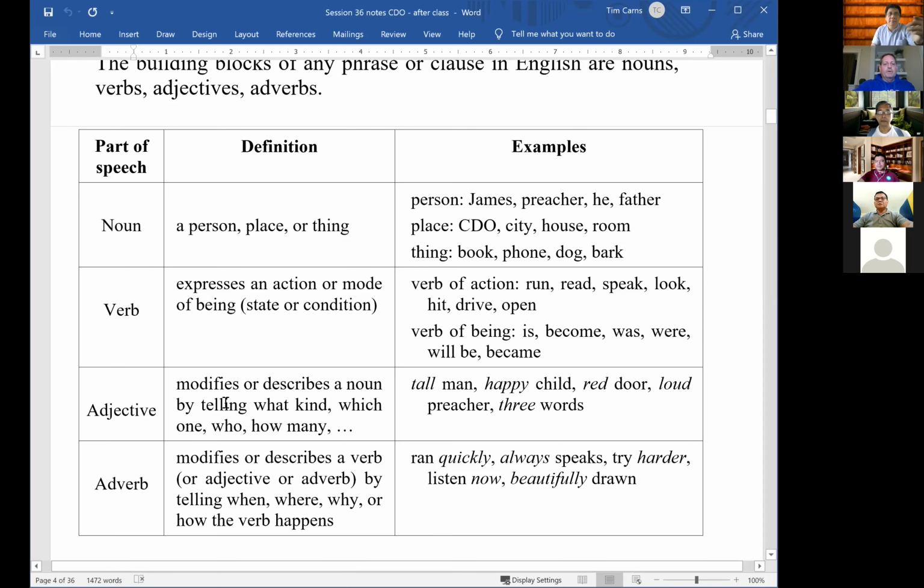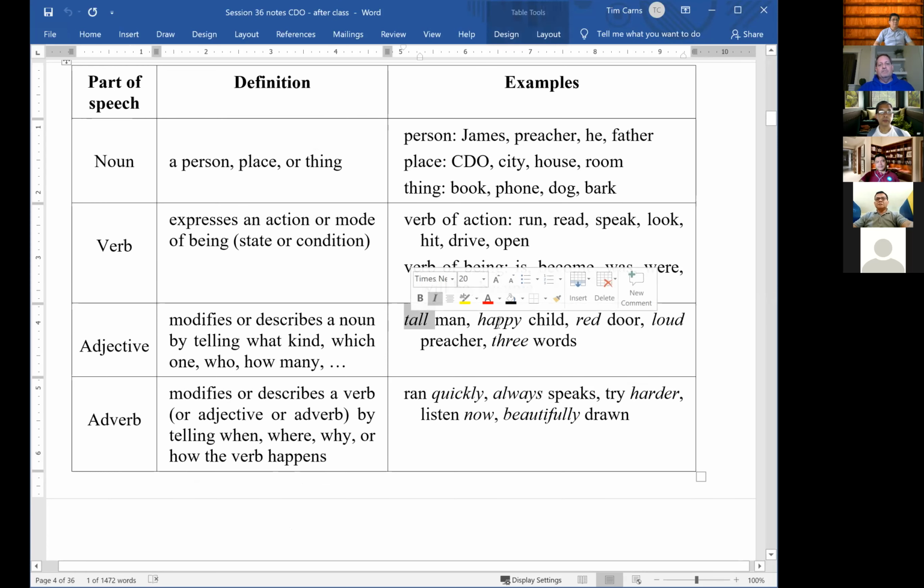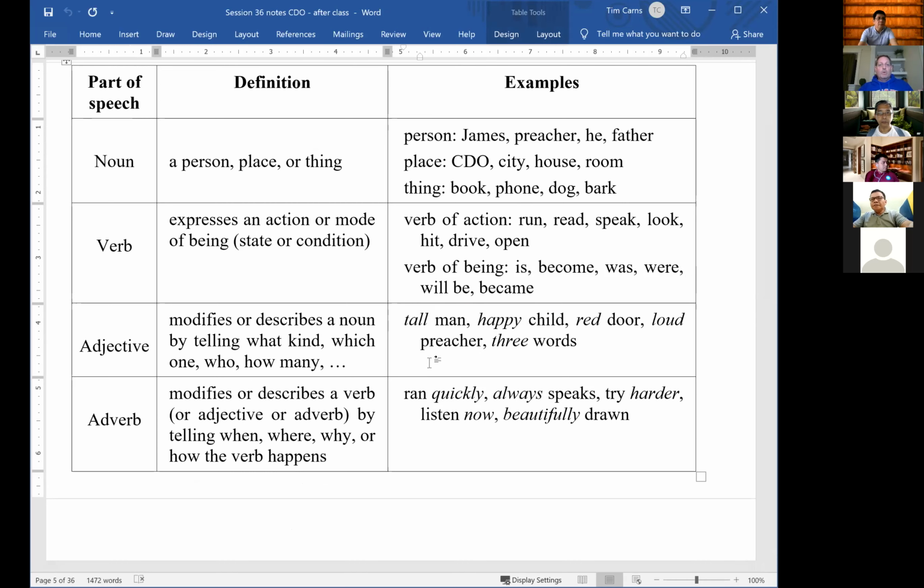In the example here, notice for adjectives, I've italicized the adjective in each example. And in this case, it's just one word adjectives. And the same with the adverbs. All right, they're just one word adverbs. But when we look at diagramming, we'll have a whole phrase or a whole clause that will act like an adverb, or it will act like an adjective.